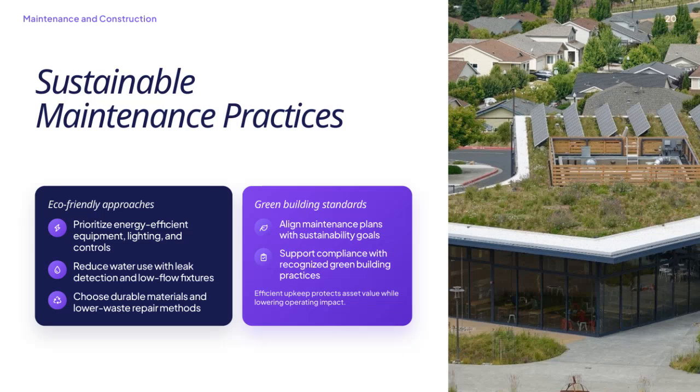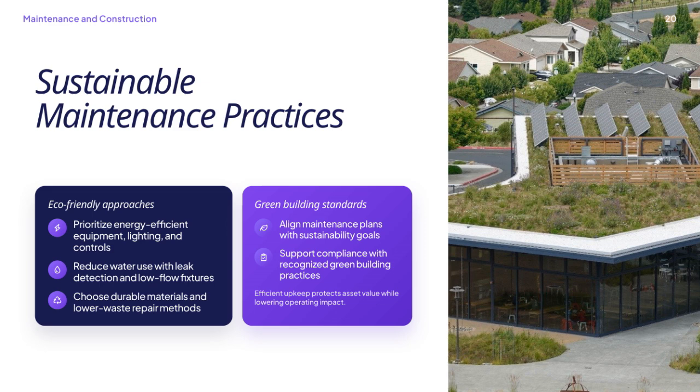Now let's focus on sustainable maintenance practices, which play a crucial role in promoting eco-friendly operations. First, prioritizing energy-efficient equipment, lighting, and controls can significantly reduce energy consumption. It's also important to minimize water use by implementing leak detection systems and installing low-flow fixtures. Choosing durable materials and repair methods that generate less waste not only supports sustainability, but also enhances the longevity of assets. Aligning maintenance plans with recognized green building standards ensures compliance and helps meet broader environmental goals.